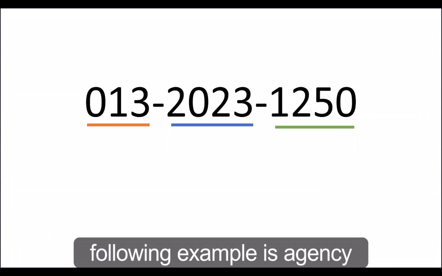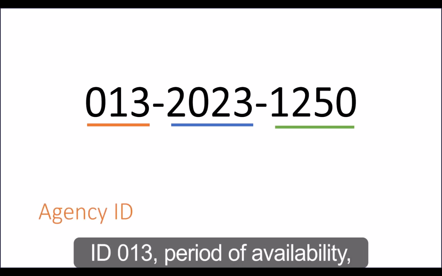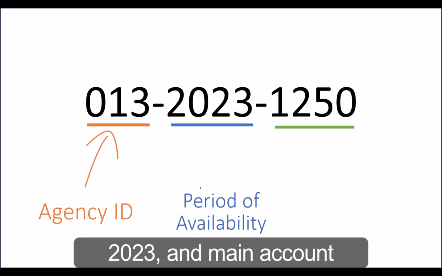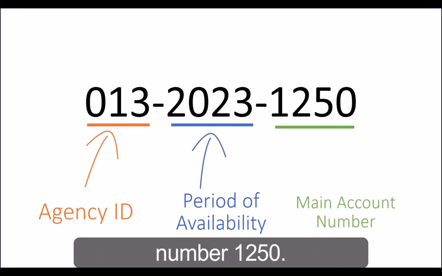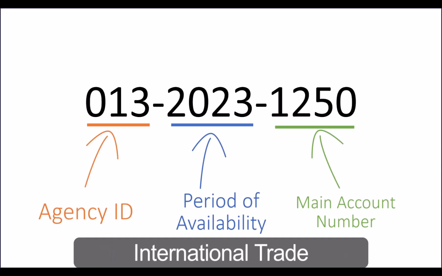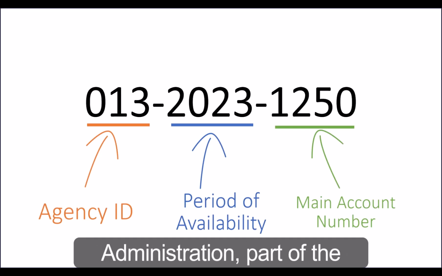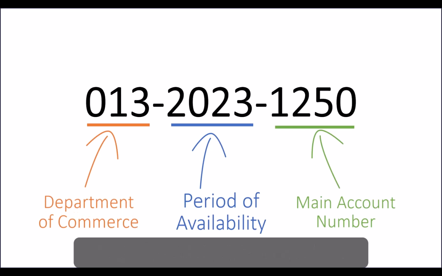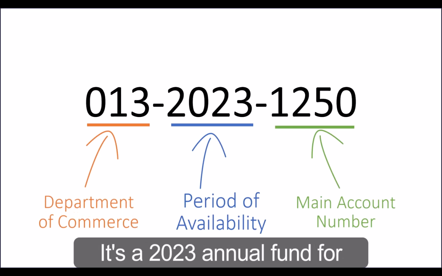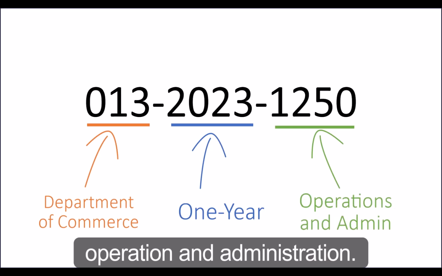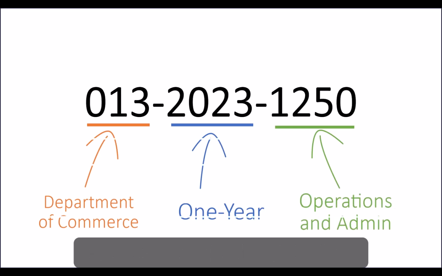Our following example is Agency ID 013, period of availability 2023, and main account number 1250. This symbol pertains to the International Trade Administration, part of the Department of Commerce. It's a 2023 annual fund for operations and administration.